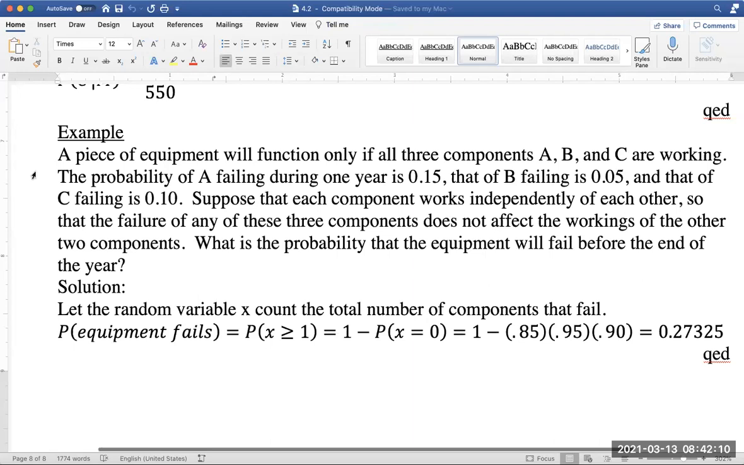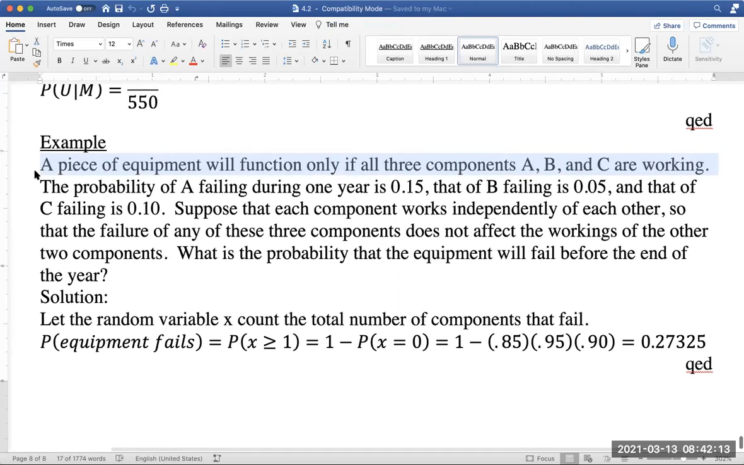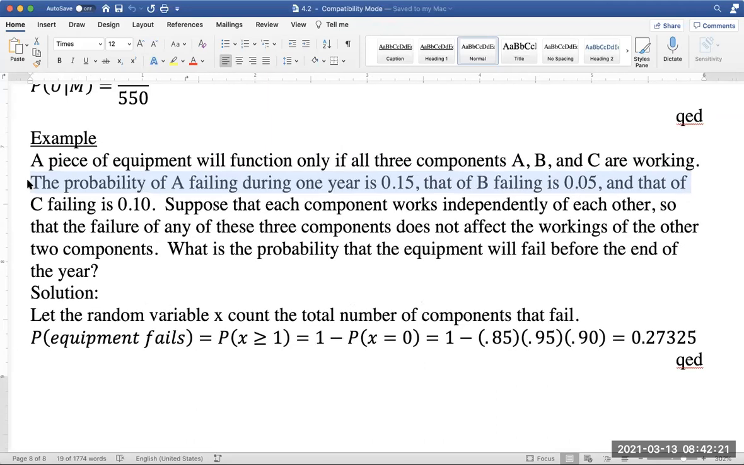A piece of equipment will function only if all 3 components, A, B, and C, are working. The probability of A failing during the first year is 0.15. That of B failing is 0.05. That of C failing is 0.1. Suppose that each component works independently of each other, so that the failure of any of these 3 components does not affect the workings of the other 2 components. What is the probability that the equipment will fail before the end of the year?